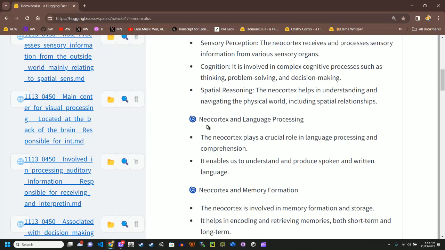Neocortex and language processing. The neocortex plays a crucial role in language processing and comprehension. It enables us to understand and produce spoken and written language.